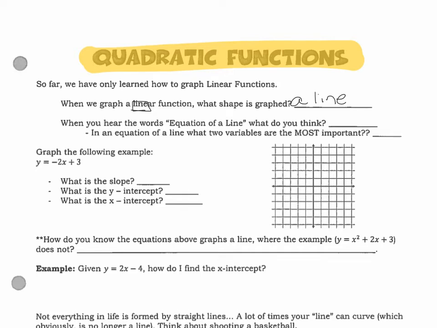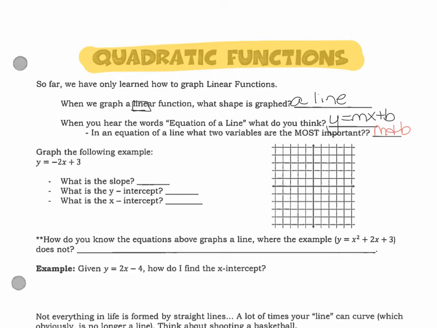Next question. Make sure you get it right. When you hear the words equation of a line, what do you immediately think? Y equals mx plus b. In the equation of a line, y equals mx plus b, what two variables are the most important? M and b.